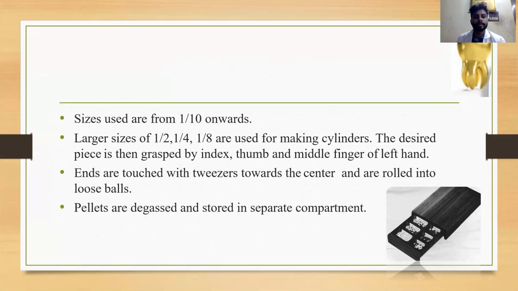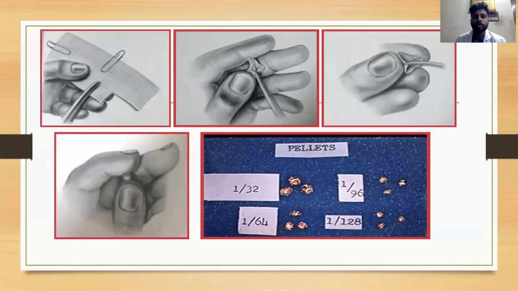The desired piece is then grasped by the index, thumb, and middle finger of the left hand. Ends are touched with tweezers towards the center and are rolled into loose balls. Pellets are degassed and stored in a separate compartment. So as you can see, this is the picture of the gold pellets.